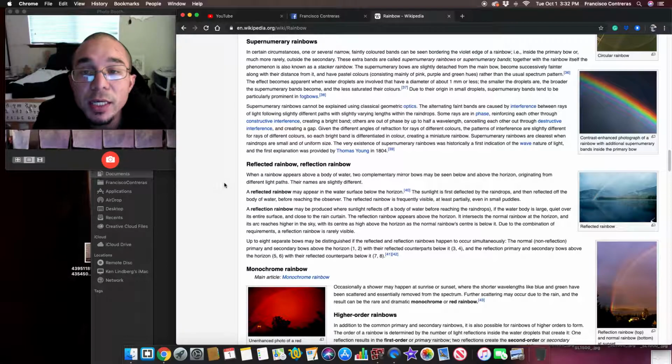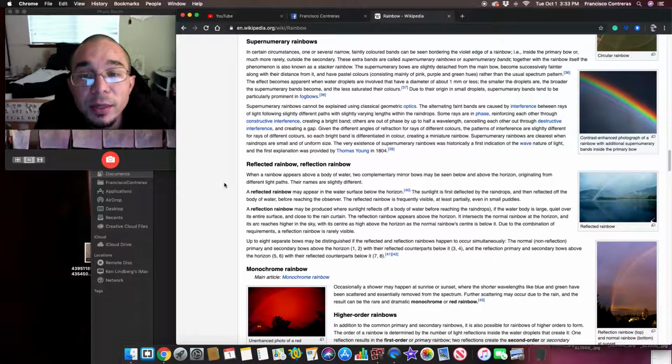Supernumerary rainbows. In certain circumstances, one or several narrow, faintly colored bands can be seen bordering the violet edge of a rainbow, for example inside the primary bow or, much more rarely, outside the secondary. These extra bands are called supernumerary rainbows or supernumerary bands. Together with the rainbow itself, the phenomenon is also known as a stacker rainbow. The supernumerary bows are slightly detached from the main bow, become successively fainter with their distance from it, and have pastel colors consisting mainly of pink, purple, and green hues rather than the usual spectrum pattern.